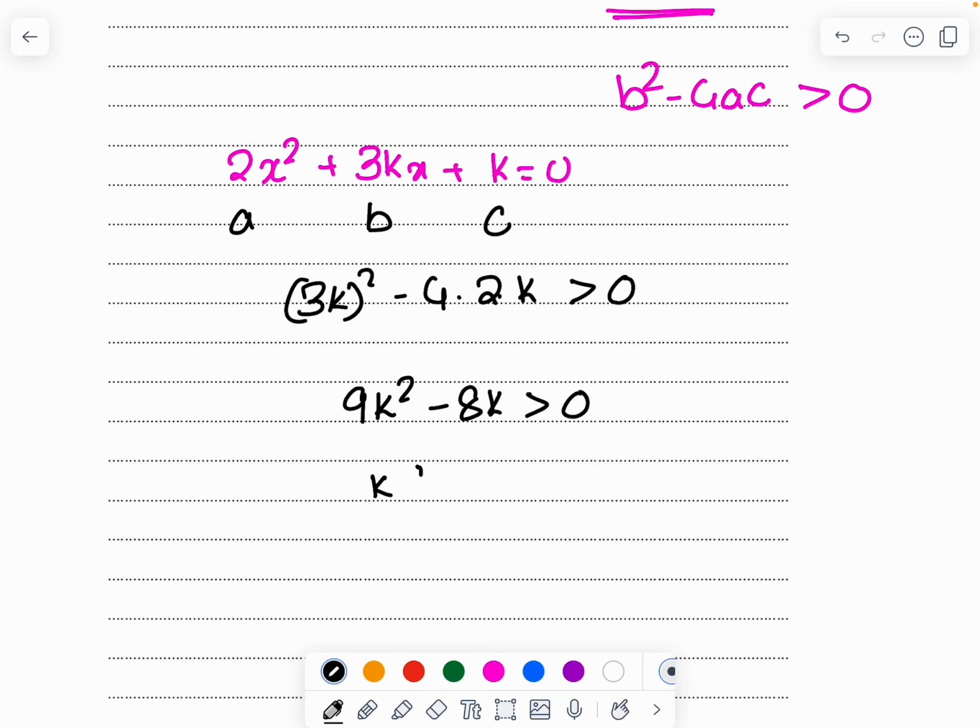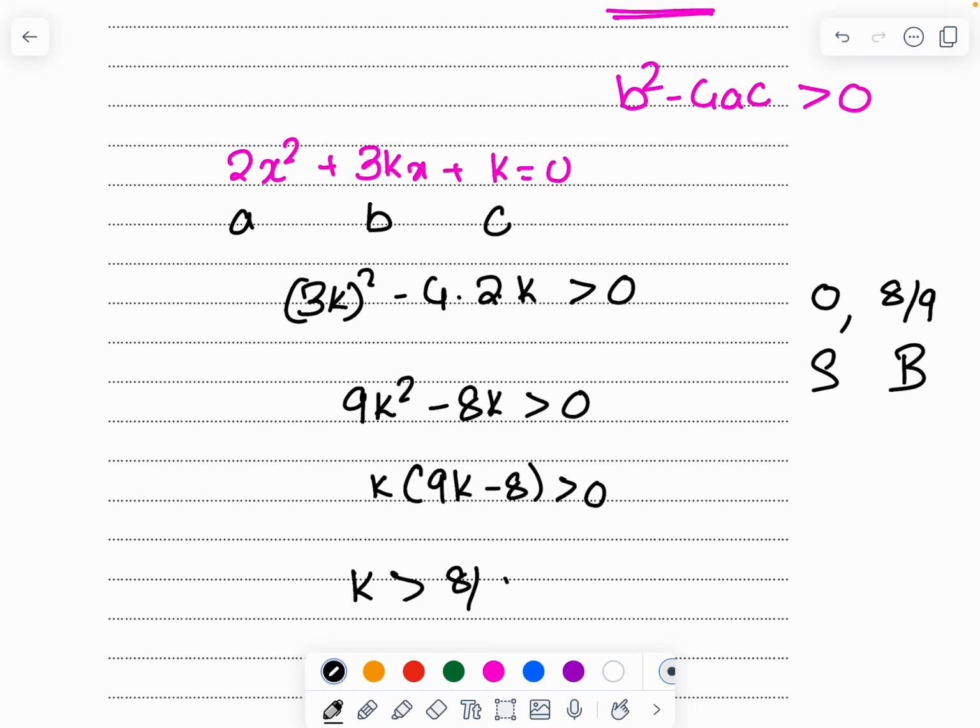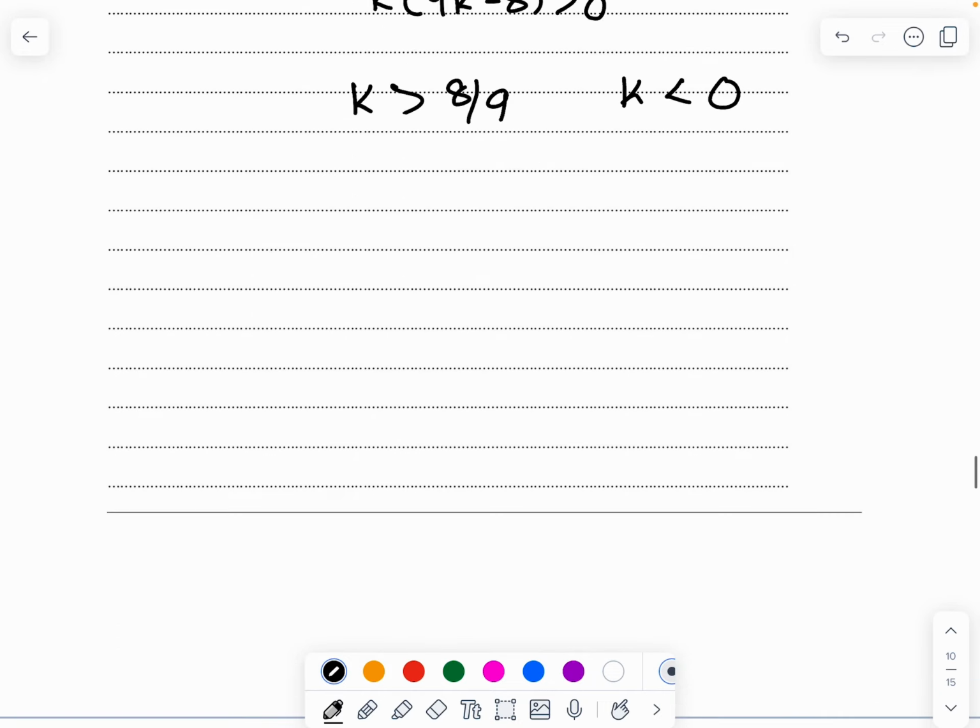Now k times 9k minus 8 is greater than 0. I have two roots, 0 and 8 upon 9. So now which is the bigger root? This is the bigger root and this is the smaller root. So k is greater than 8 upon 9 and k is less than 0. Greater than the bigger root and less than the smaller root.